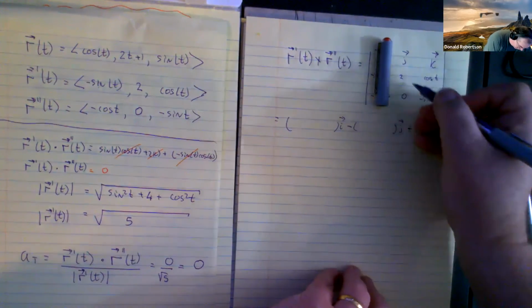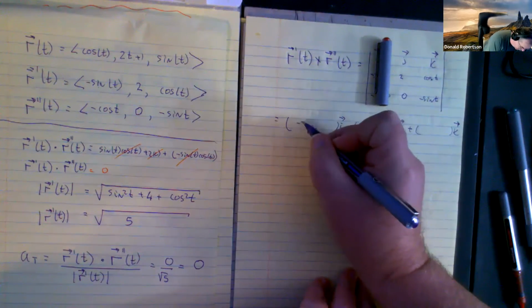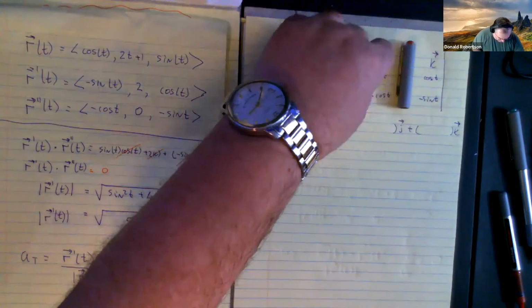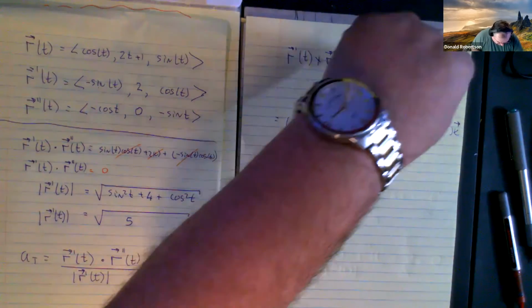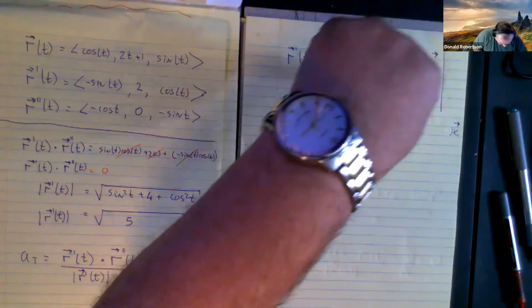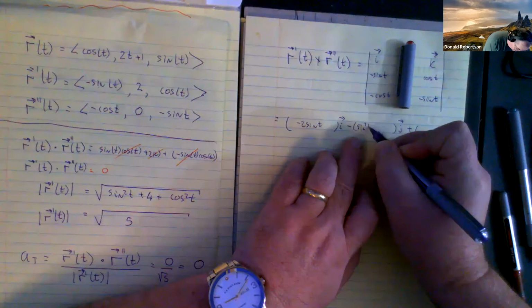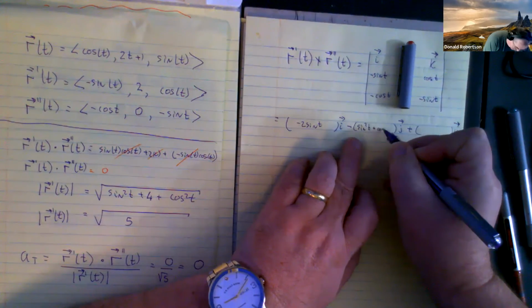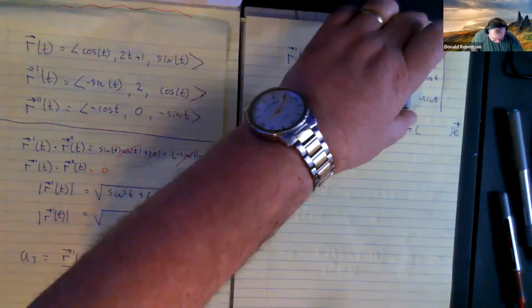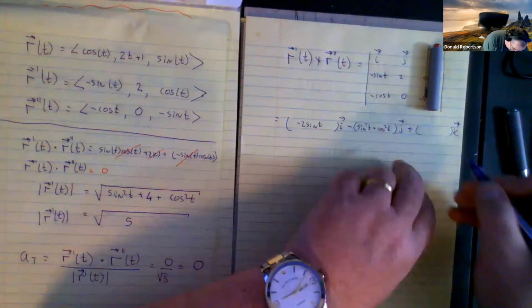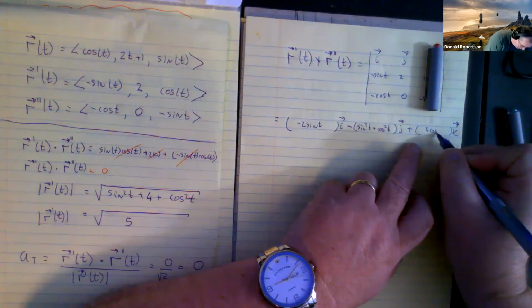Cover that guy up then. 2 of these take away nothing gets you negative 2 sine t. Middle one. That guy times that guy is sine squared. Take away that guy times that guy, which means you add a cos squared. So I'm now going to get a sine squared t plus a cos squared t. And then for the last one, it's going to be nothing. Take away that guy, so you end up adding it. It's going to be a cosine t.